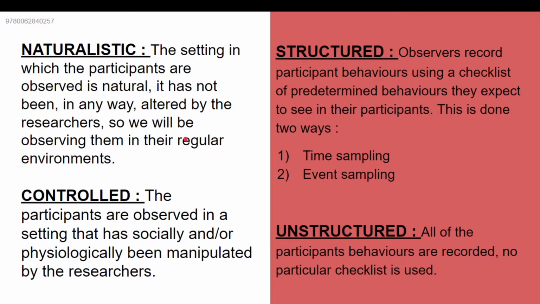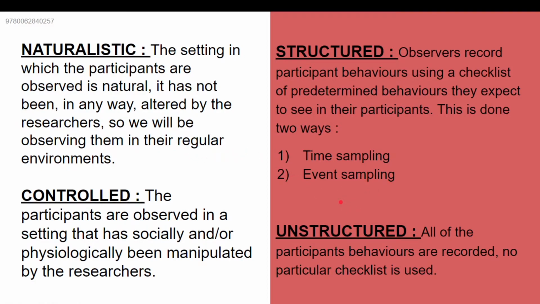You will record the predetermined participant behaviors in each interval. So you will put a tick mark if after 2 minutes the participant is doing the same thing, and so on. The second is event sampling, where you just keep on ticking how many times the participant repeats a particular predetermined behavior. So you sort of tally it down.